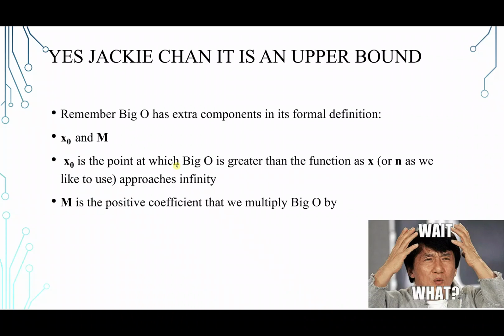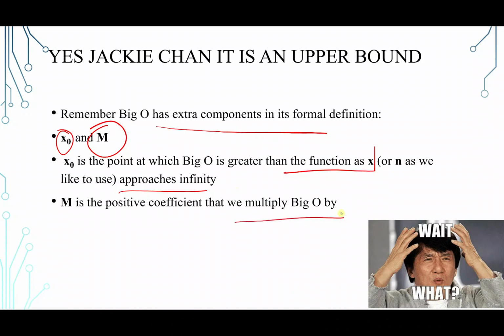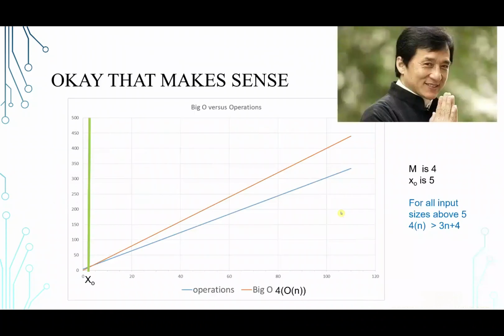So remember, big O has extra components. It's not just the n. It also has x0 and m. So x0 is the point at which the big O is greater than the function, as x approaches infinity. And m is the positive coefficient that we multiply big O by. So if I'm going to apply those two to my big O of n, having the equation 3n plus 4.